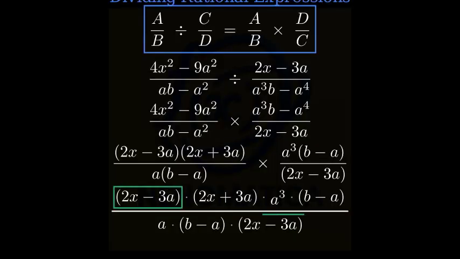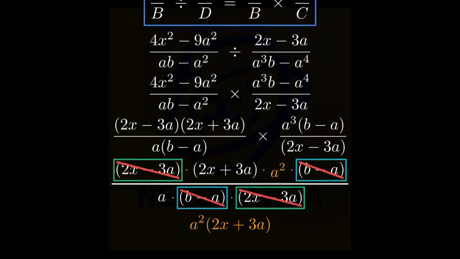Cancel matching factors. We cancel 2x minus 3a on top and bottom. We cancel b minus a on top and bottom. We simplify a cubed divided by a to get a squared. Multiply the remaining factors for the final simplified form.